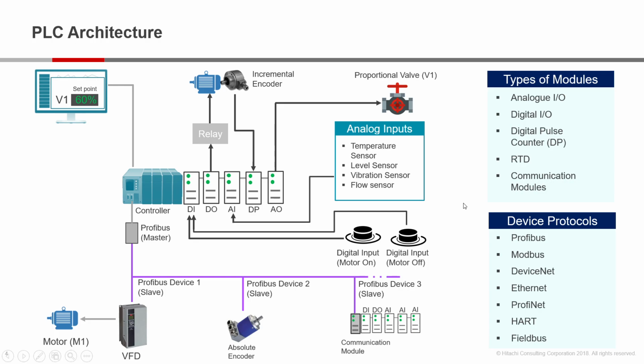So here I have explained the types of modules, which are analog input output and digital input output. Again there are digital pulse counters, which is DP, sent by encoders for measuring the speed of motors, and RTD is to measure the temperature, and then there are different types of communication modules to act as an interface for different protocols. Now again there are device protocols. These are very standard protocols which are supported by a wide variety of devices.